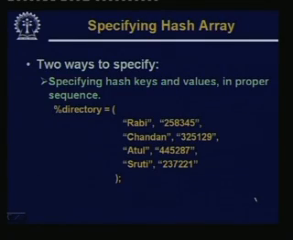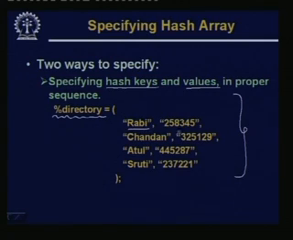Now, let us see how we can specify the values in a hash array. I had said that the basic element structure of a hash array consists of a hash key and a corresponding value in proper sequence. This example gives you one way of specifying the initial value of a hash array. This variable name starting with a percentage sign indicates that it is a hash array. This opening bracket and this closing bracket indicate the boundary. Now, within this boundary, we are specifying a set of values separated by commas.